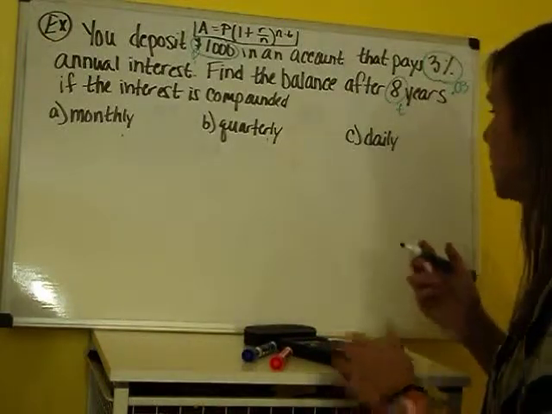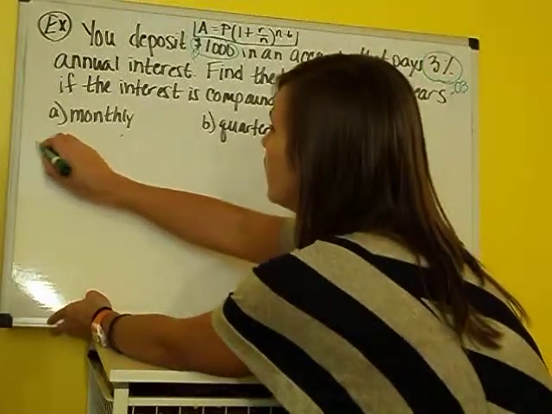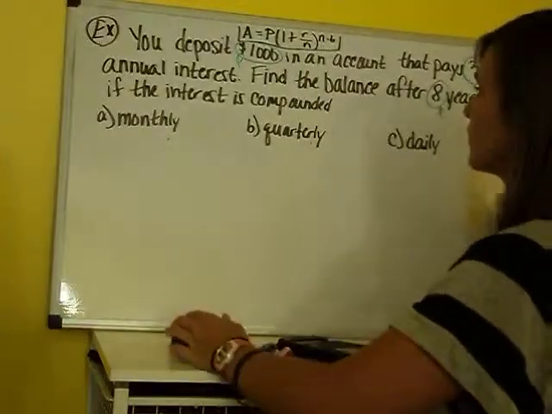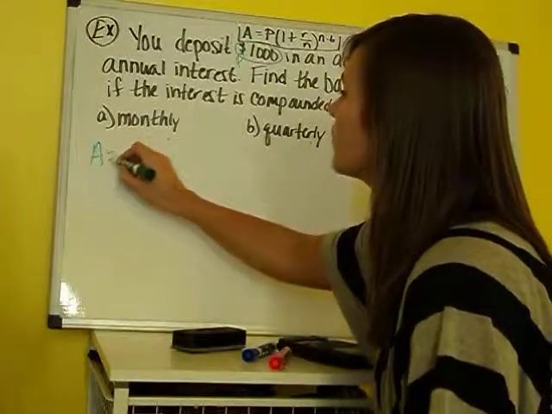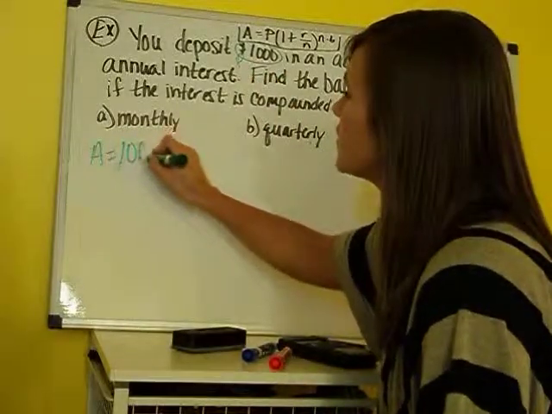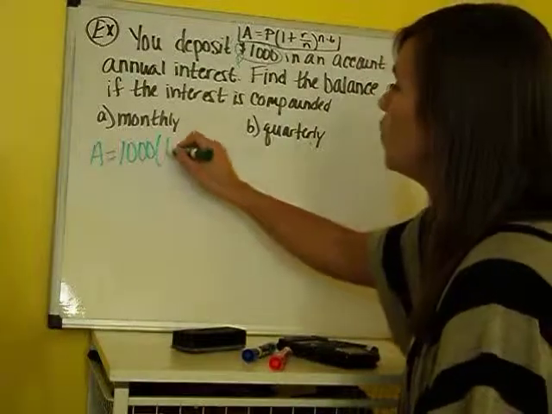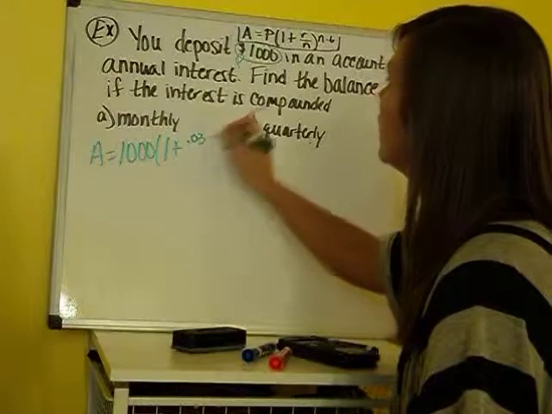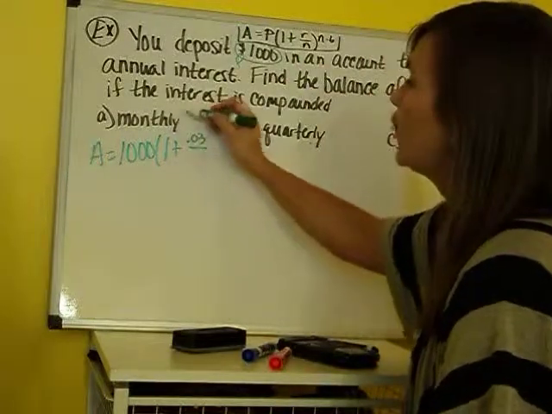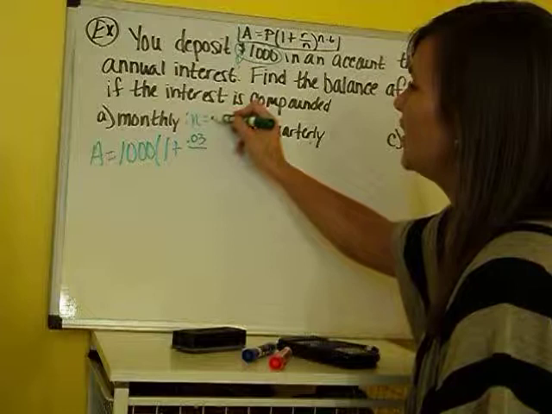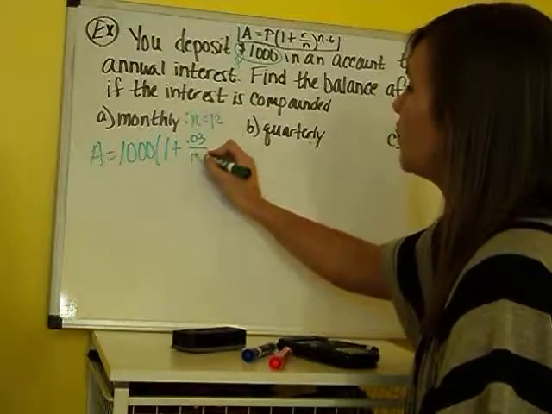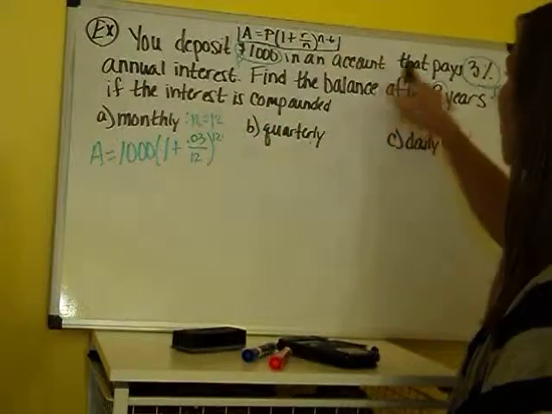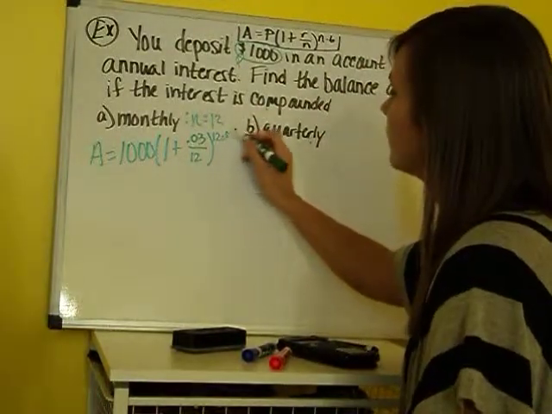Okay, so if we're compounding monthly, we are going to have A equals P, our initial amount, 1,000, times 1 plus our R, which is 0.03, divided by our N. If we're compounding monthly, that means our N is going to be 12. So we're going to have 0.03 divided by 12 to the 12 times 8 power.